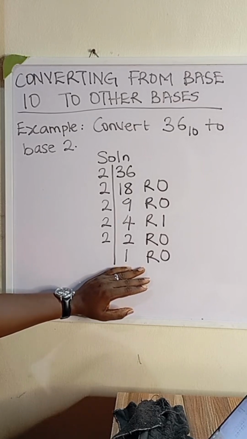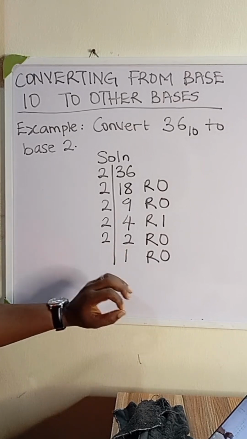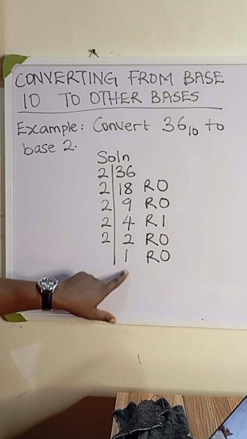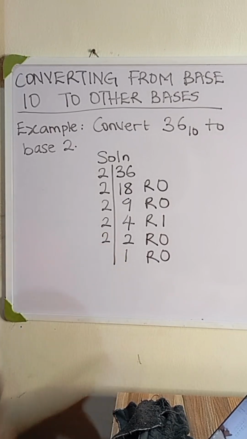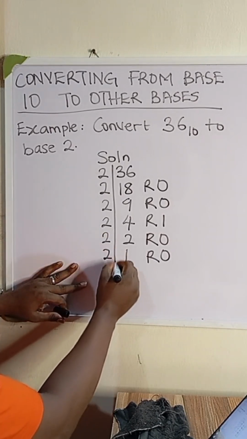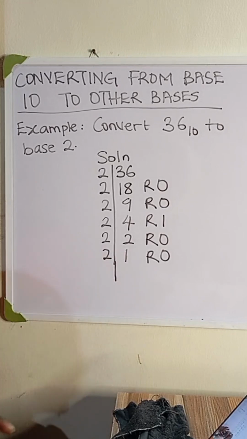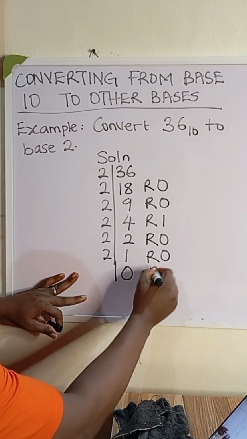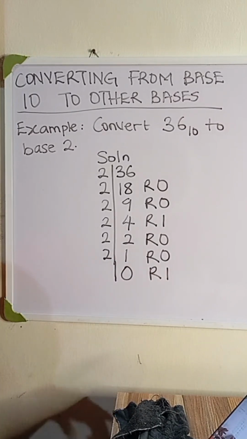Is this where we're going to stop? The answer is no. We are going to break it down until the number here is 0. Here we have 1, so we still need to go further. We divide by 2. 1 divided by 2. How many 2s can we find in 1? None. So that means it's 0, and we have remainder 1.